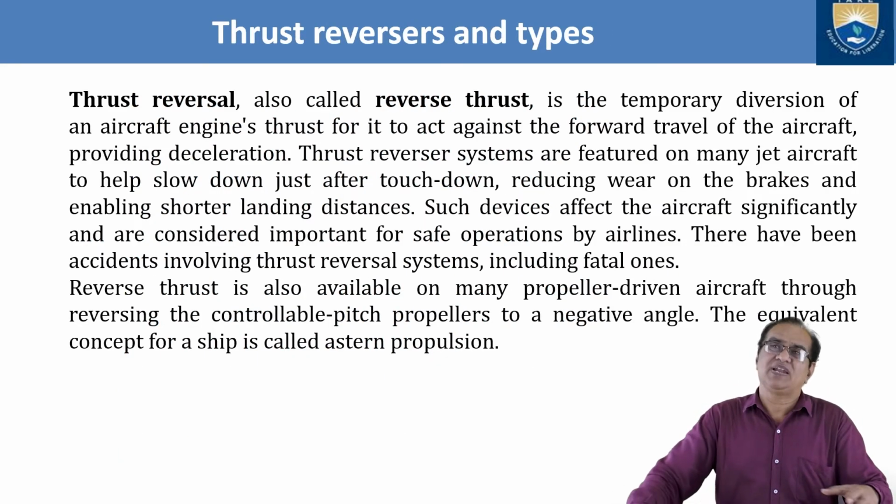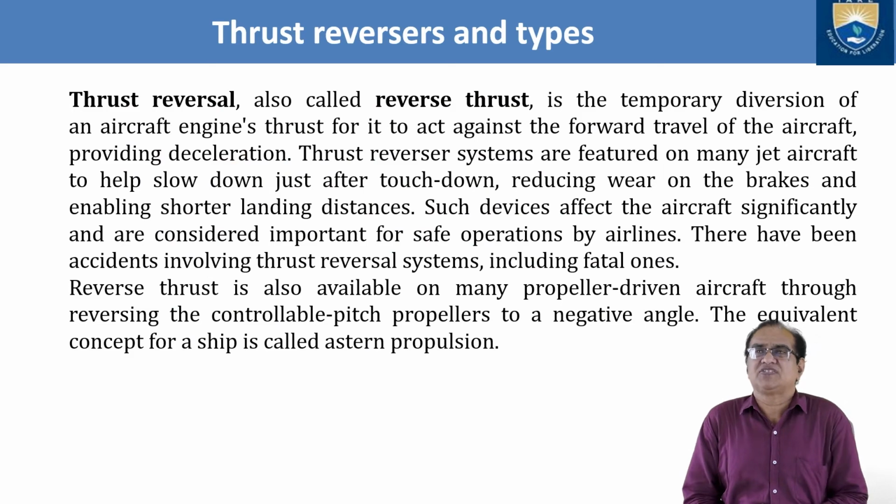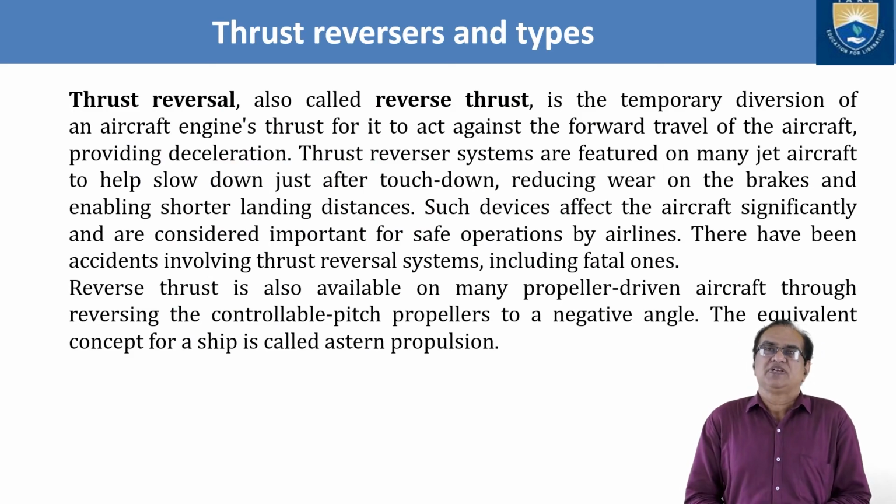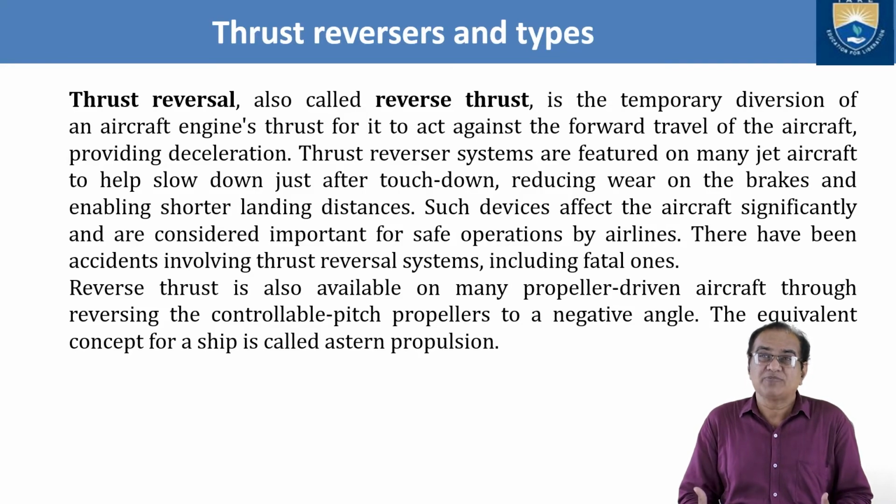Now again I will talk about thrust reversal and its types. Thrust reversal, also called reverse thrust, is the temporary diversion of an aircraft engine's thrust so that it acts against the forward travel of the aircraft, providing deceleration. So thrust reversal is used for deceleration. It works as a brake to stop the aircraft.